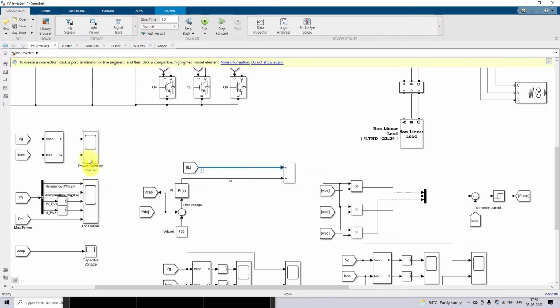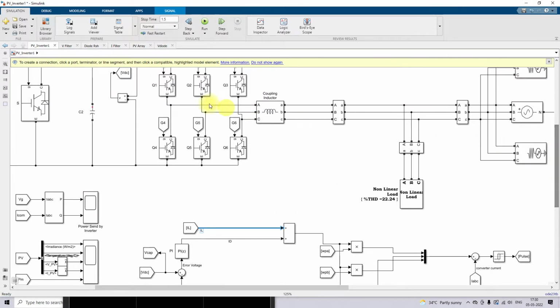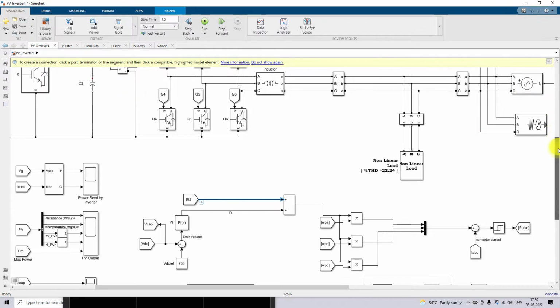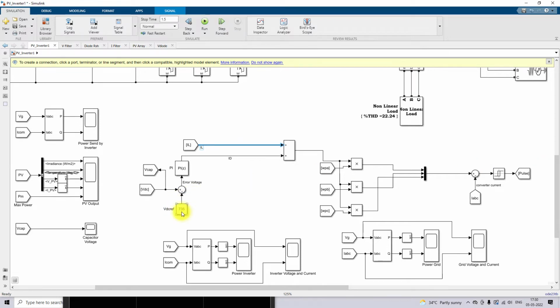So next you have to measure the DC link voltage, right? Here you have to measure the DC link voltage across this voltage source converter, and then it will be compared with the reference voltage. Here the reference voltage is 735 volt, and then it will be processed by a PI controller. So it will generate the DC link current. Okay, so both are added here, and finally we will get the reference current.